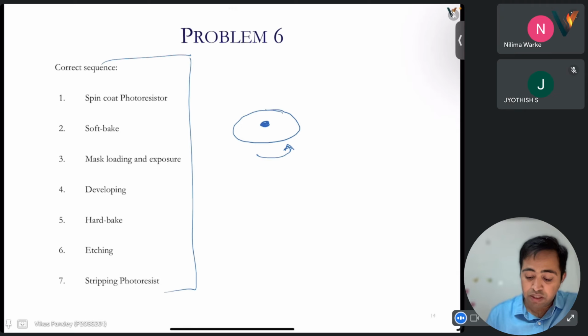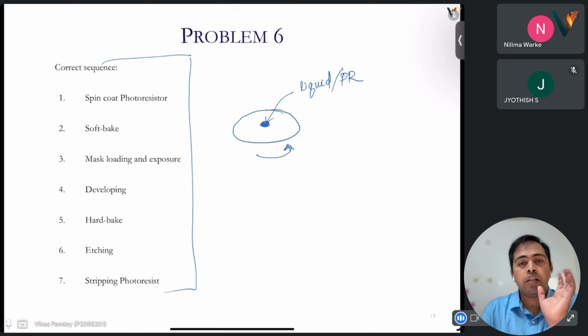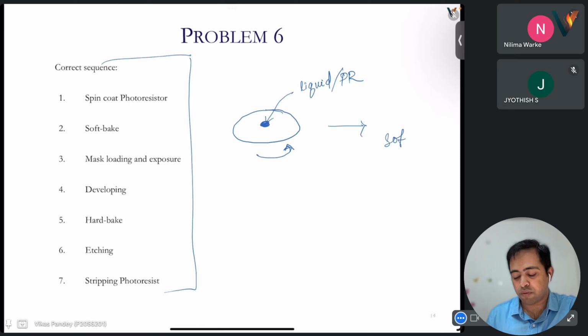But this is a liquid. Even though a very thin layer of liquid PR will form, will it be solidified very easily? It will not be in solid state, right? So what we do is that just after doing this, we heat it a bit, not very hard, but very slightly. So first is spin coat, then comes the soft bake.